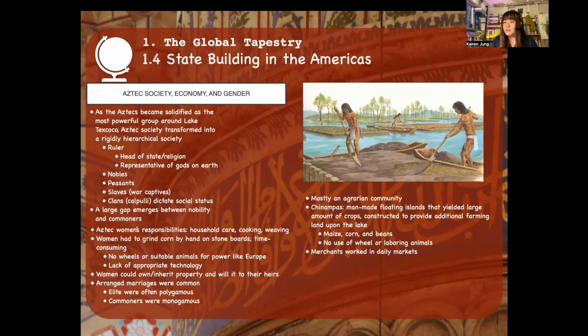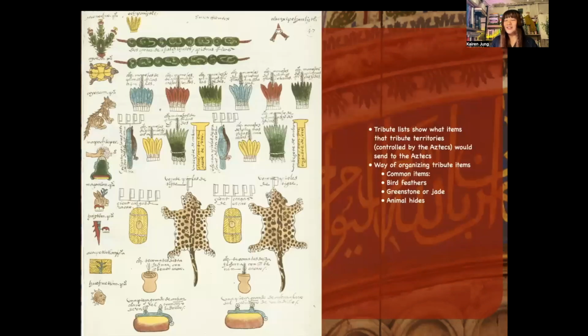It was mostly an agrarian community, and chinampas were man-made floating islands on the lakes that yielded a large amount of crops. They were constructed to provide additional farming. You still see chinampas in parts of this area to this day. You have additional farming land upon the lake, maize, corn, and beans, no use of wheel or laboring animals, but you had this amazing, incredible floating garden technology going on. Very fascinating contradictions. Merchants worked in daily markets, and you had these tribute lists showing what items tribute territories controlled by the Aztecs should send to the Aztecs.